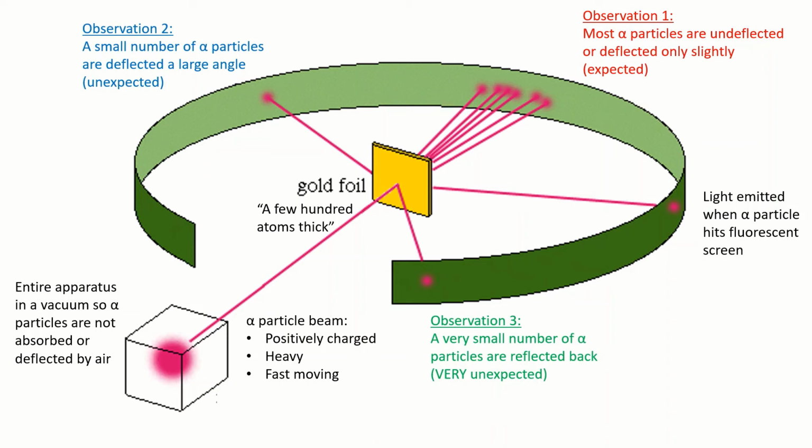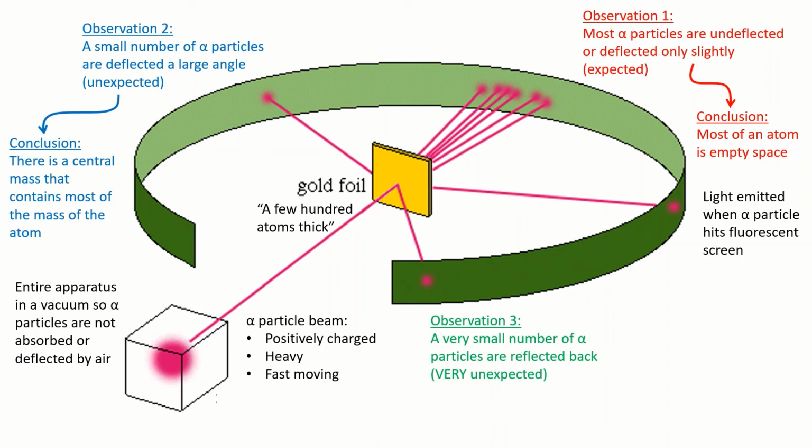So this is the same as before with the same observations. Observation 1, most alpha particles are undeflected or deflected only slightly, which was expected. That tells us that most of the atom is empty space, which was the same as we had before. The second observation, that a small number of alpha particles are deflected at a large angle, tells us that there is a central mass that contains most of the mass of the atom. The alpha particle with a lot of momentum must be being deflected by something very heavy, because there is no noticeable recoil of that gold foil when it's deflecting these alpha particles.